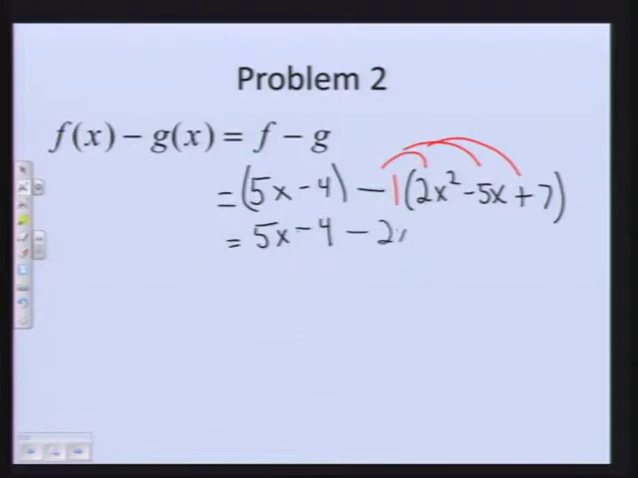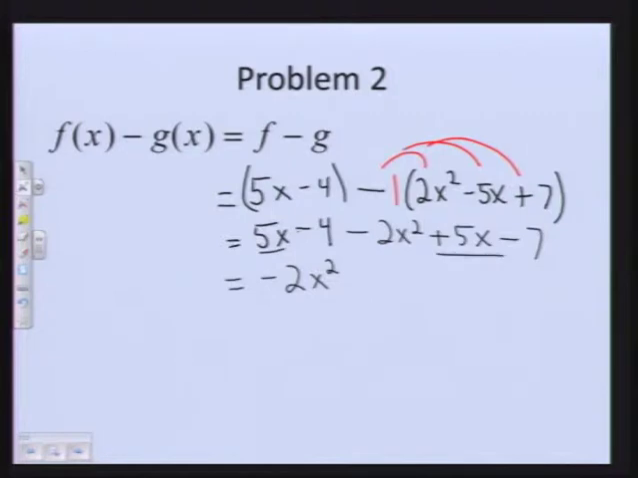So we have minus 2x squared plus 5x minus 7. Okay? Now, we combine like terms. We have negative. Make sure you bring the negative with it. If we put these in order, it begins with negative 2x squared.